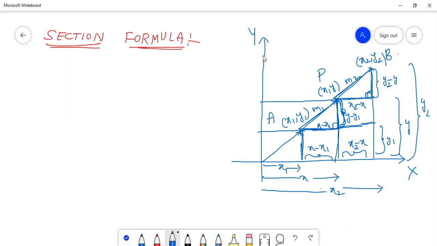In the section formula, we are taking 3 points in the xy plane. One point is x1 comma y1. The middle point, the intersecting point, is x comma y, and B point is x2 comma y2. Suppose the point P is an intersection in the interior in the ratio of m1 and m2. That is, the point P divides the line AB in the ratio m1 and m2 distance.